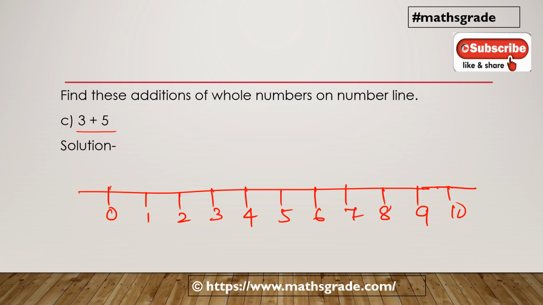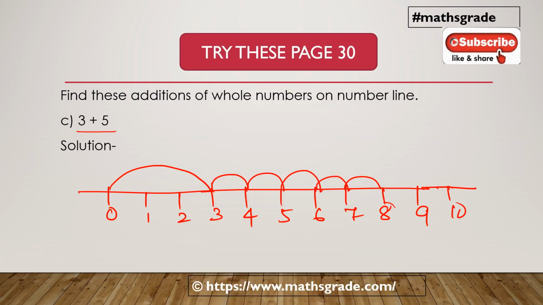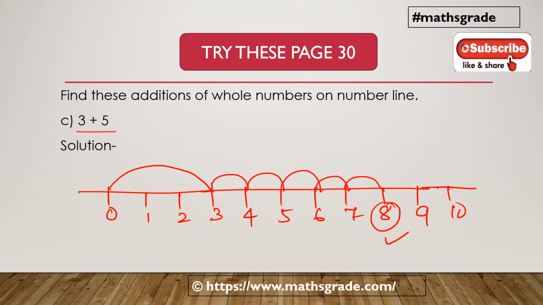0 to 3, this is 3, then 5: 1, 2, 3, 4, 5. 3 plus 5, this is number 8. So 3 plus 5 is 8. So this is the representation of addition of the numbers 3 and 5, that is 3 plus 5, on the number line, and we have 3 plus 5 is 8.